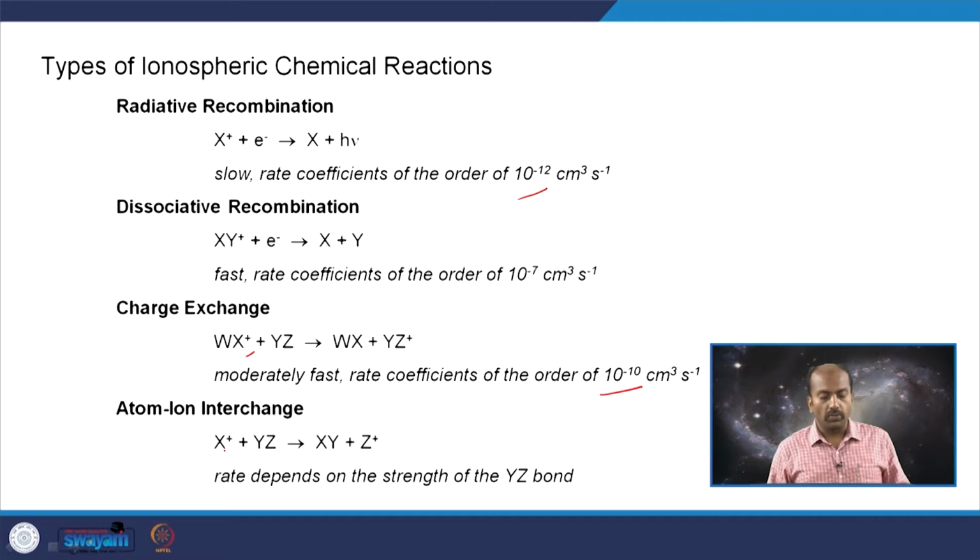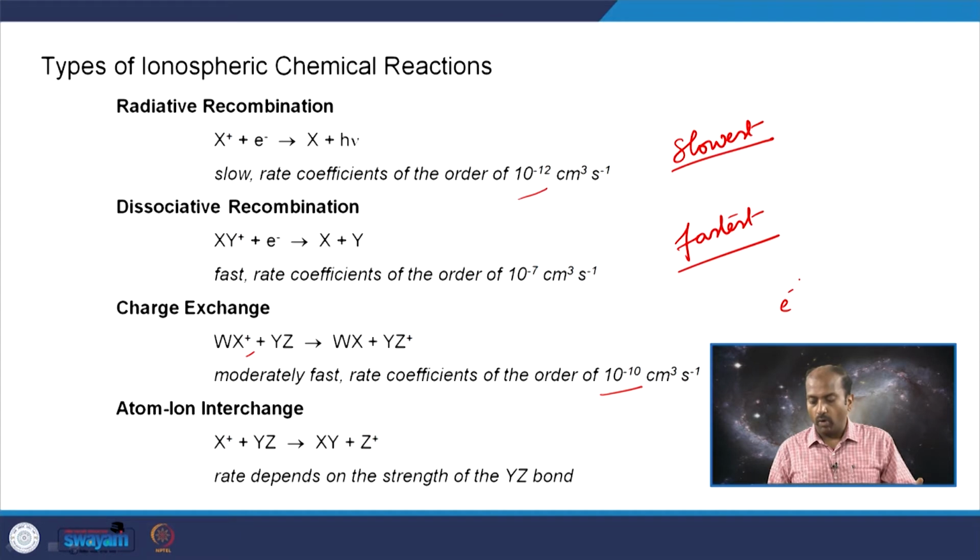Out of these four processes, radiative recombination is the slowest, and dissociative recombination is the fastest. Now, why are we discussing these two processes in terms of their speed in taking care of the electron densities? Ideally, when an electron is formed by photoionization, let us say a neutral atom gets a sufficient amount of energy, it will be ionized, giving you back a positive ion and an electron.